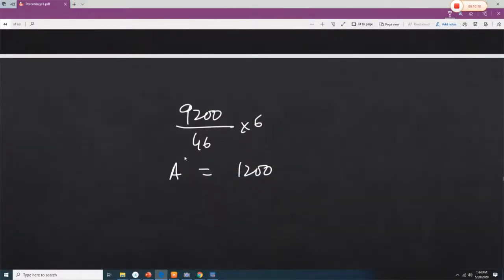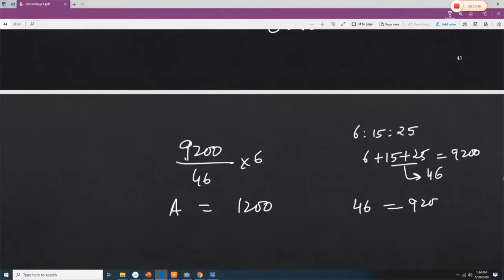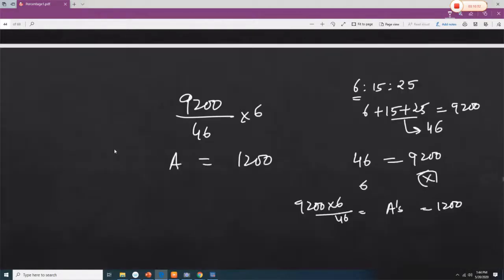And 9200 is the total. So 6, 15, 25. So when I add all these values, it is going to be 46. So 46 is equal to 9200 and A is 6. So 6 is how much? So 9200 into 6 divided by 46. So A's salary is 1200.